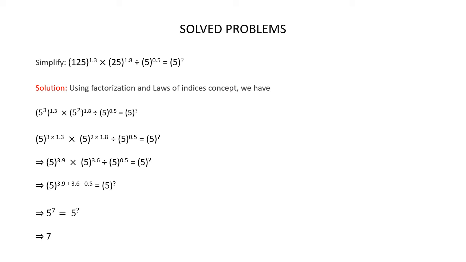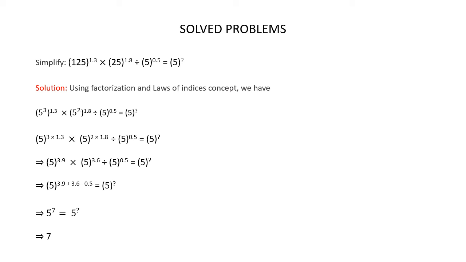Now 125 can be written as 5 cubed and 25 can be written as 5 squared. So now you have the equation 5 cubed raised to the power 1.3 multiplied by 5 squared raised to the power 1.8 divided by 5 raised to the power 0.5 is equal to 5 raised to the power question mark.